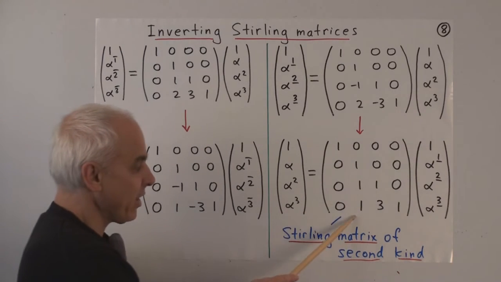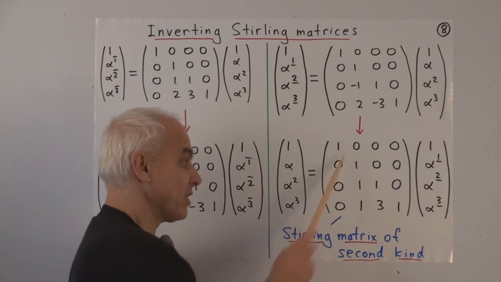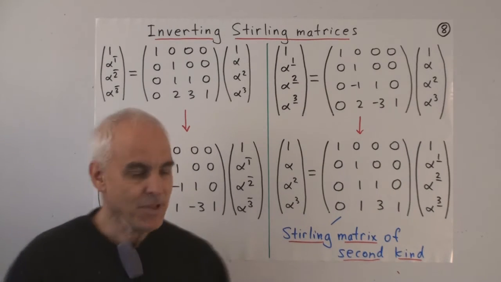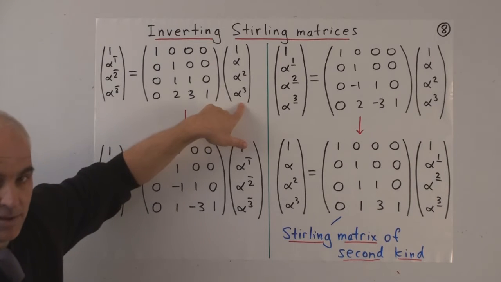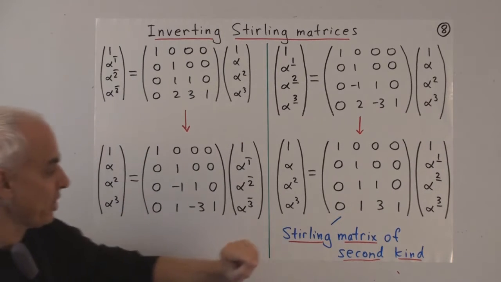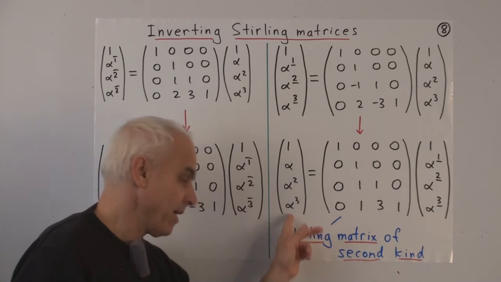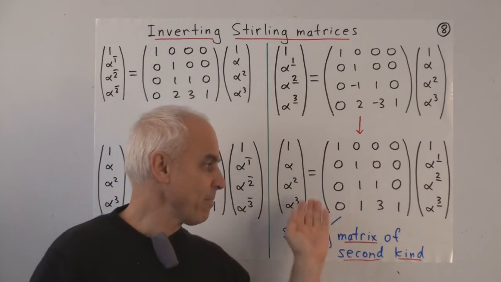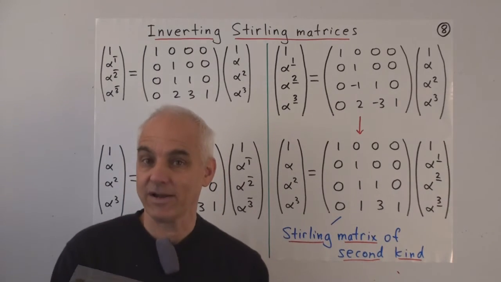I'm going to call this one here the Stirling matrix of the second kind. And the entries of this matrix are going to be the Stirling numbers of the second kind. So the Stirling numbers of the first kind are obtained by expressing the rising powers in terms of the standard powers. The Stirling numbers of the second kind are obtained by expressing the standard powers in terms of the falling powers. So there's some pleasant symmetry there. So let's have a look at these Stirling numbers of the second kind.